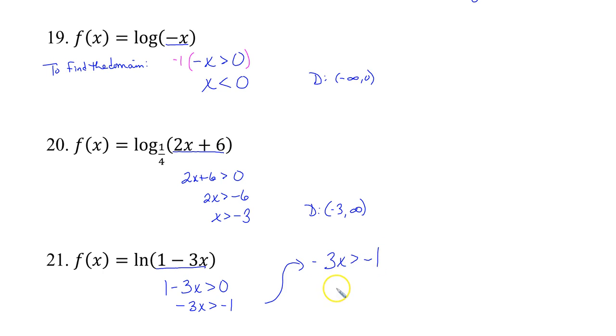Divide both sides by negative 3. So I'll actually write that in here so you can see what's happening. Dividing by this negative is what causes that inequality to turn around. This becomes x now is less than negative 1 divided by negative 3, which is going to be positive 1/3. And so in interval notation, my domain is negative infinity to positive 1/3.